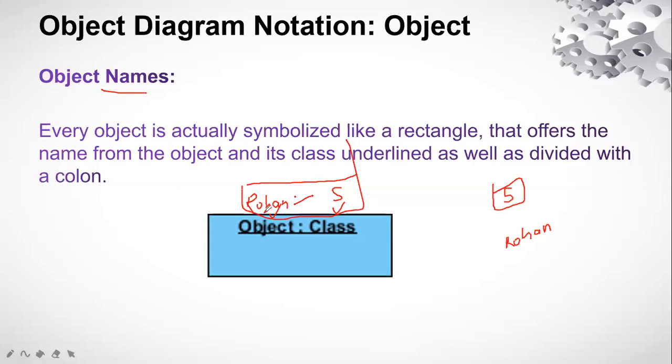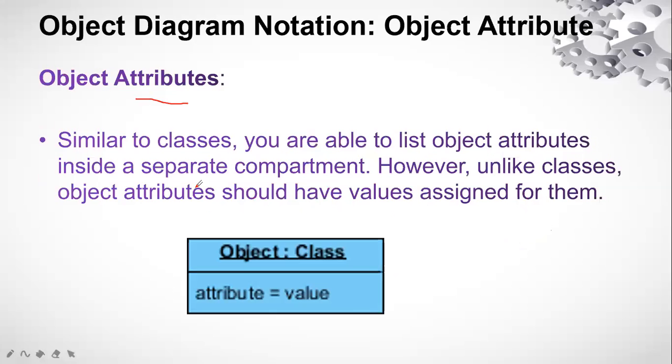Now moving to the next point, we have the object attributes. Now what are object attributes? Object attributes are defined the same way as we define them in the class. The first rectangular box gives the name of the object and the class. The second part gives the attributes in the class, and in the object we give the value of these attributes. Such as when we say student, I have given Rohan as the object and student as the class. So Rohan colon student, underlined.